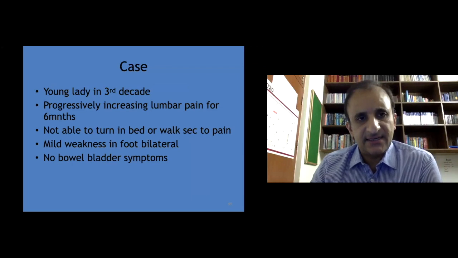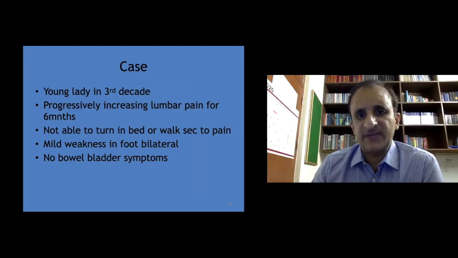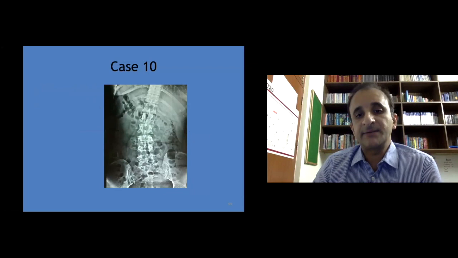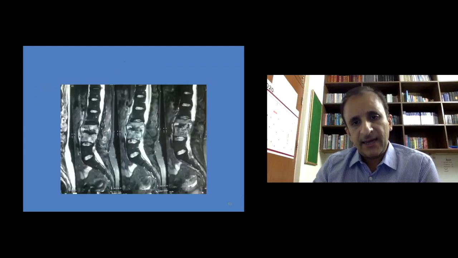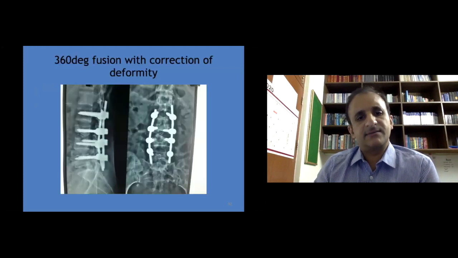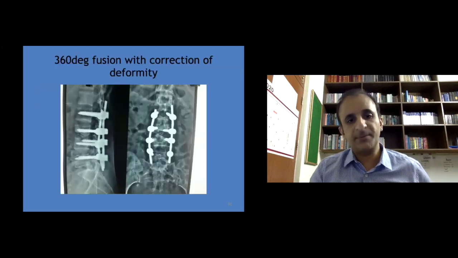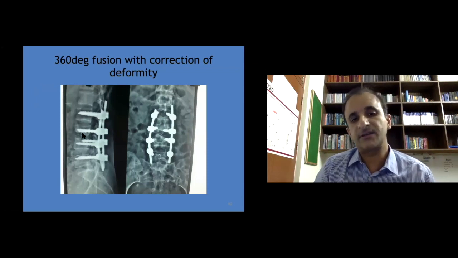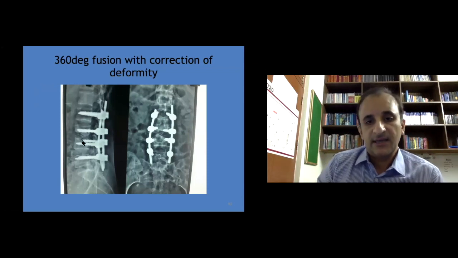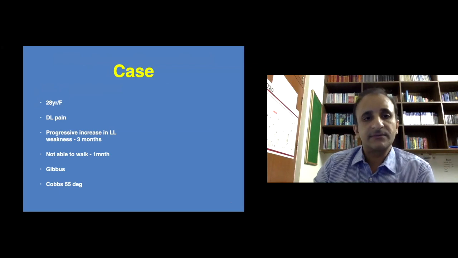This is a lady in her third decade, with progressively increasing lumbar pain for 6 months, not able to turn in bed. That means very severe weakness now, and pain. And this is how she came to us. Again, a typical lumbar disease, simple posterior decompression. I think we supported with grafts in here and fixed.